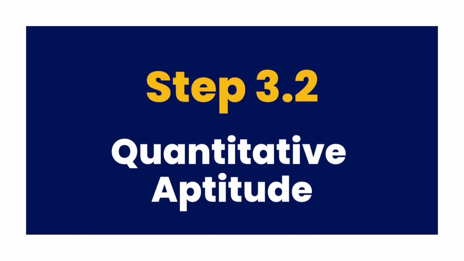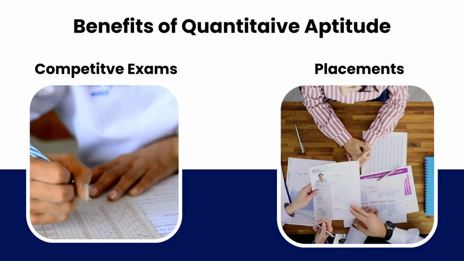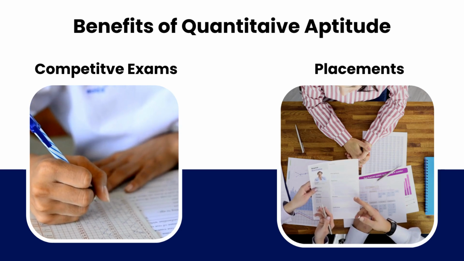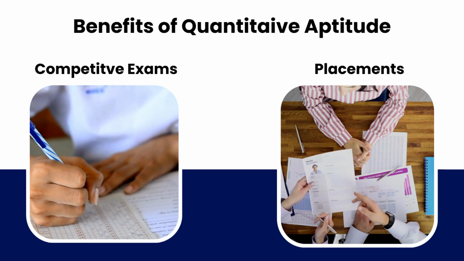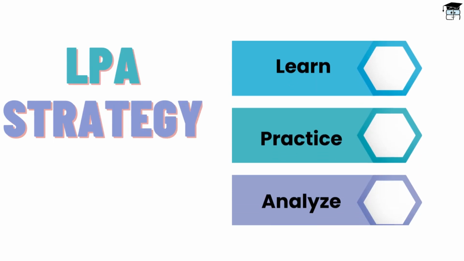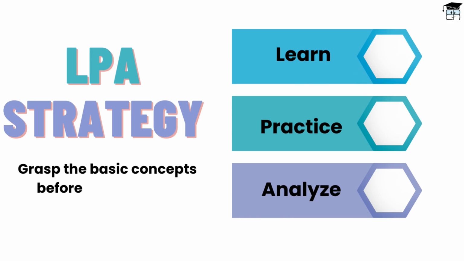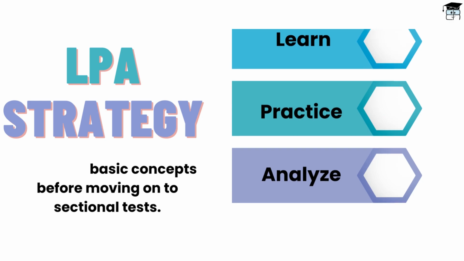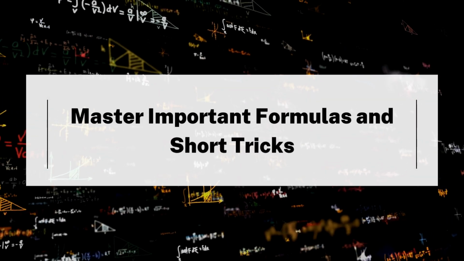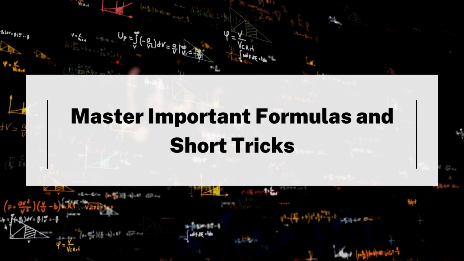Now, moving on to the quantitative aptitude section. Quant is a crucial component of many competitive exams and selection processes for many companies for placements. To start with Quant, it is recommended to use the LPA strategy, which is learn, practice, and analyze. This involves first grasping the basic concepts before moving on to sectional tests to test your knowledge. It is also important to master important formulas and short tricks to improve your speed and accuracy.